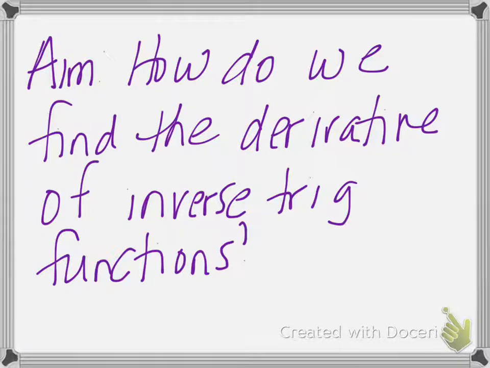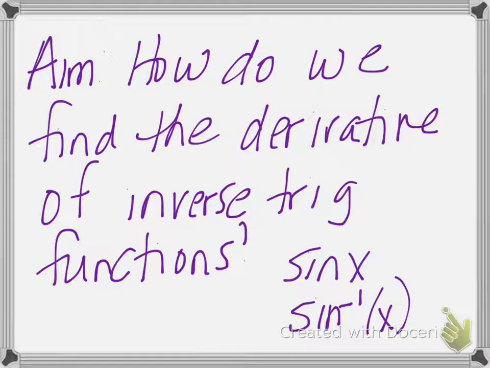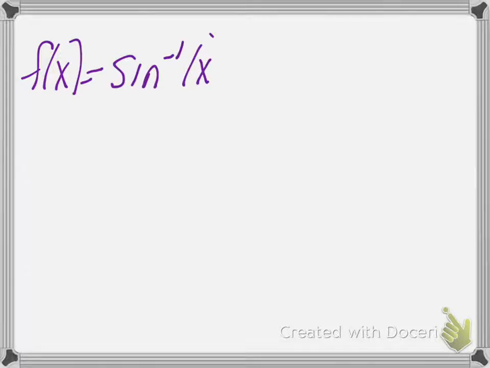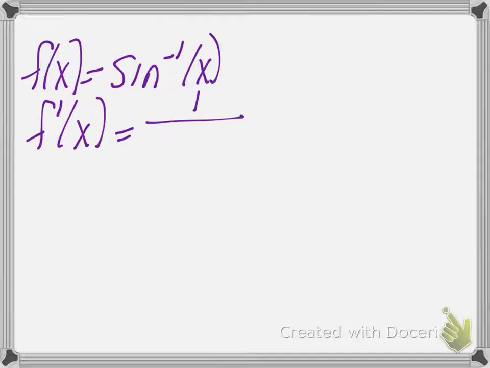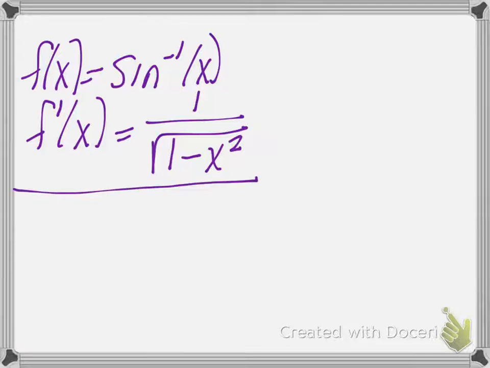So let's say the trig function is sine x, then we want the inverse of that, so it would be sine inverse x. And the question is, how would you take the derivative of that? Okay, so there are 3 formulas, and so if f of x equals sine inverse x, then f prime of x will equal 1 over the square root of 1 minus x squared. Okay, this is just a rule. This is all based on memorization.